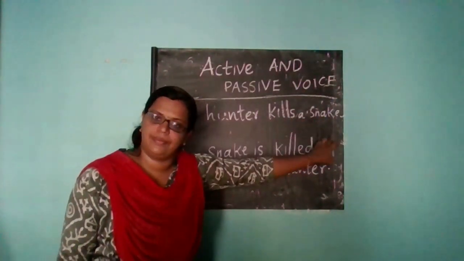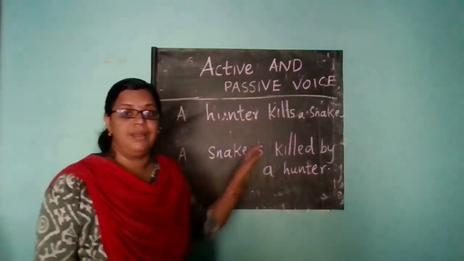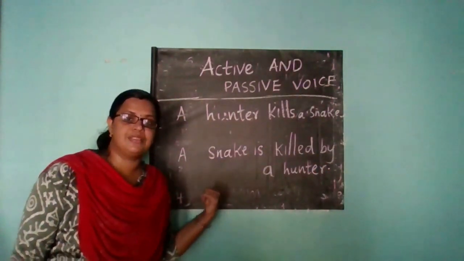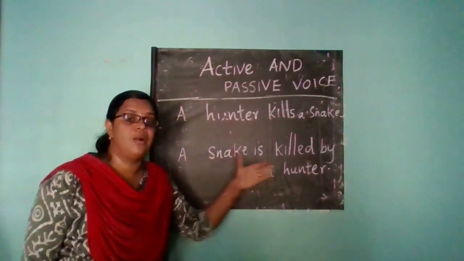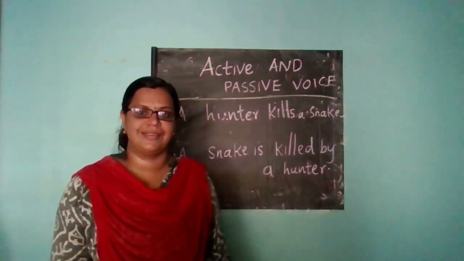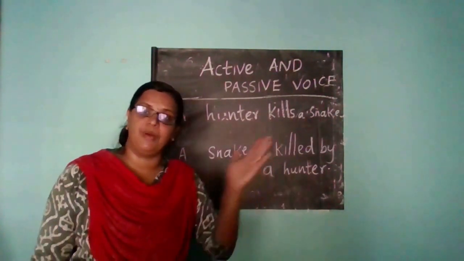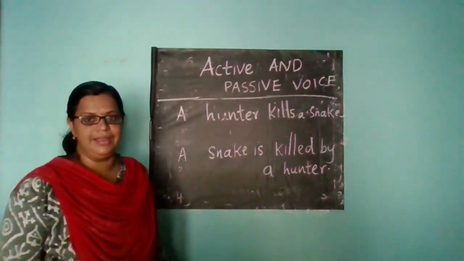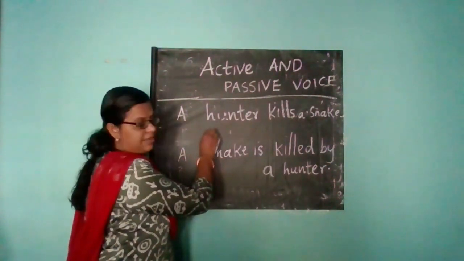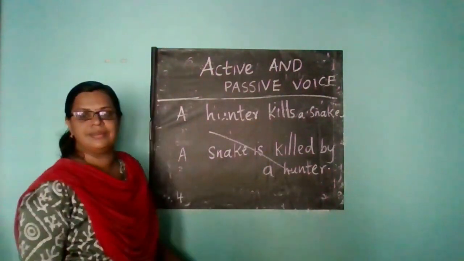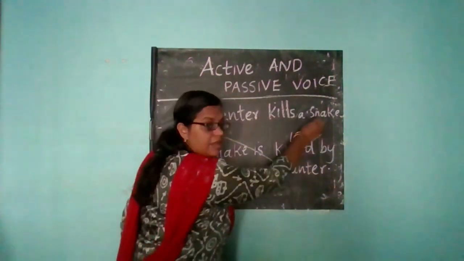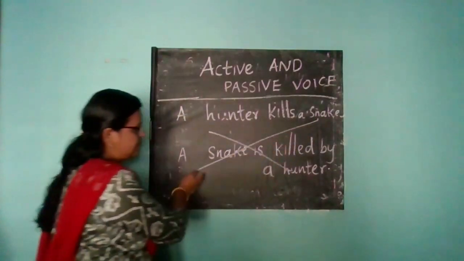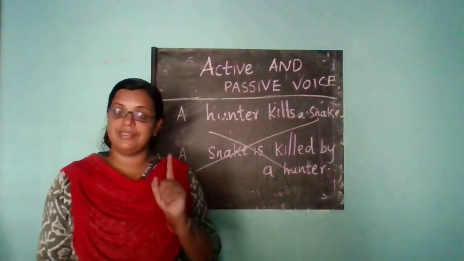A snake. And you have to keep that object in the place of subject of passive voice. Subject will become object and object will become subject. Okay, clear? Subject will become object and object will become subject. That is the first rule.